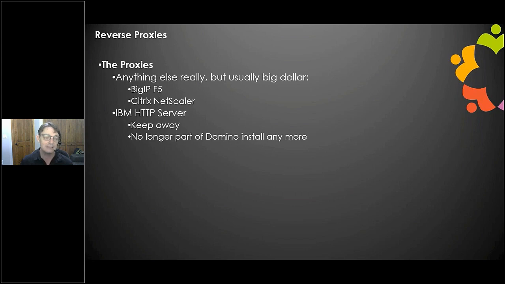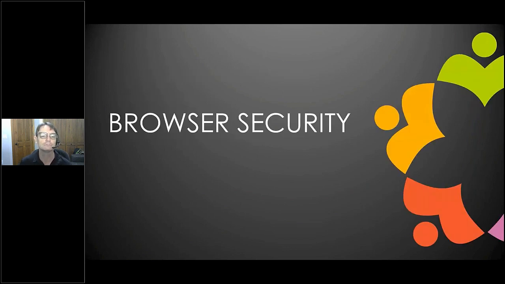The last one, and it's not the only one, there's lots of proxies, is IBM HCP server, which was IBM's original way to fix Poodle. That never came across, I don't believe, it got deprecated straight out the gate. I think it was gone in 10. You probably can still download it elsewhere, but it's really just a rebadged Apache server. So if you're going to do IBM HCP server, honestly, I'll just do Apache and have done with it. It's no longer included in the install for Domino, I don't believe.